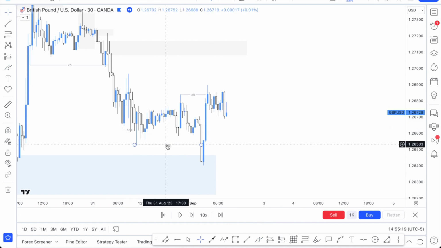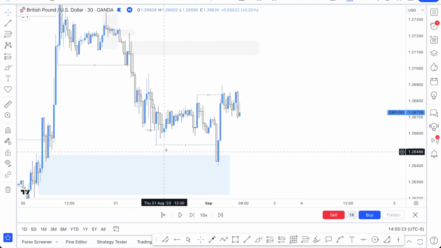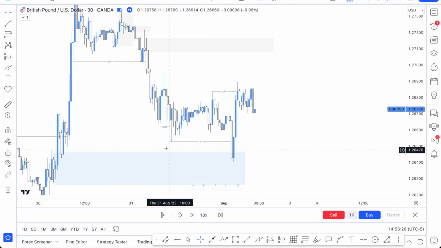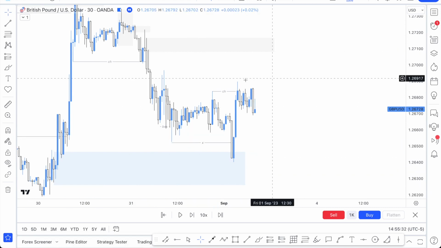This is actually a sweep of liquidity, so we can put that as a sweep. It is a break of structure, right? But once price mitigates the demand zone, like so, we look for this as a sweep of liquidity, the last low, and we want price to run up.